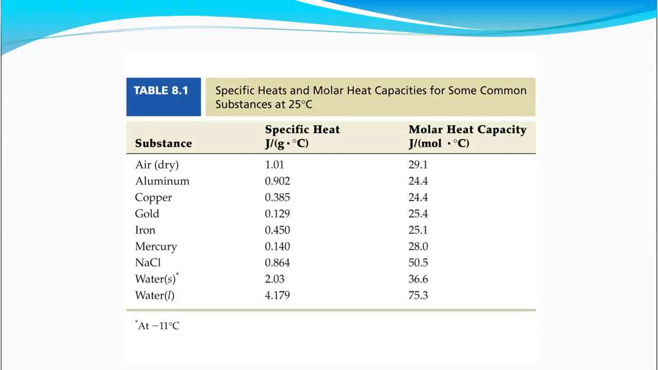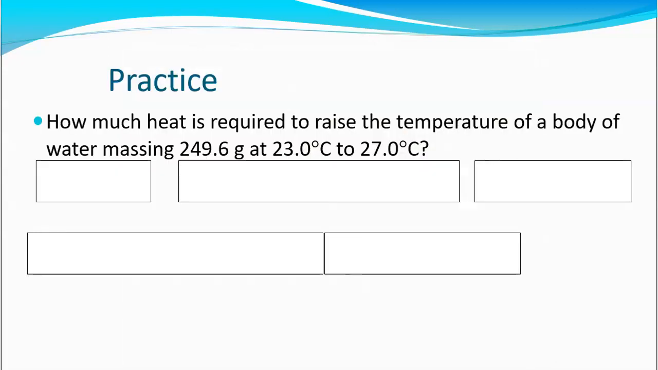So let's use this Q equals mCdT equation. And we'll look at how we can rearrange this to find information. So how much heat is required to raise the temperature of some water that has a mass of 249.6 grams at 23 degrees to 27 degrees.